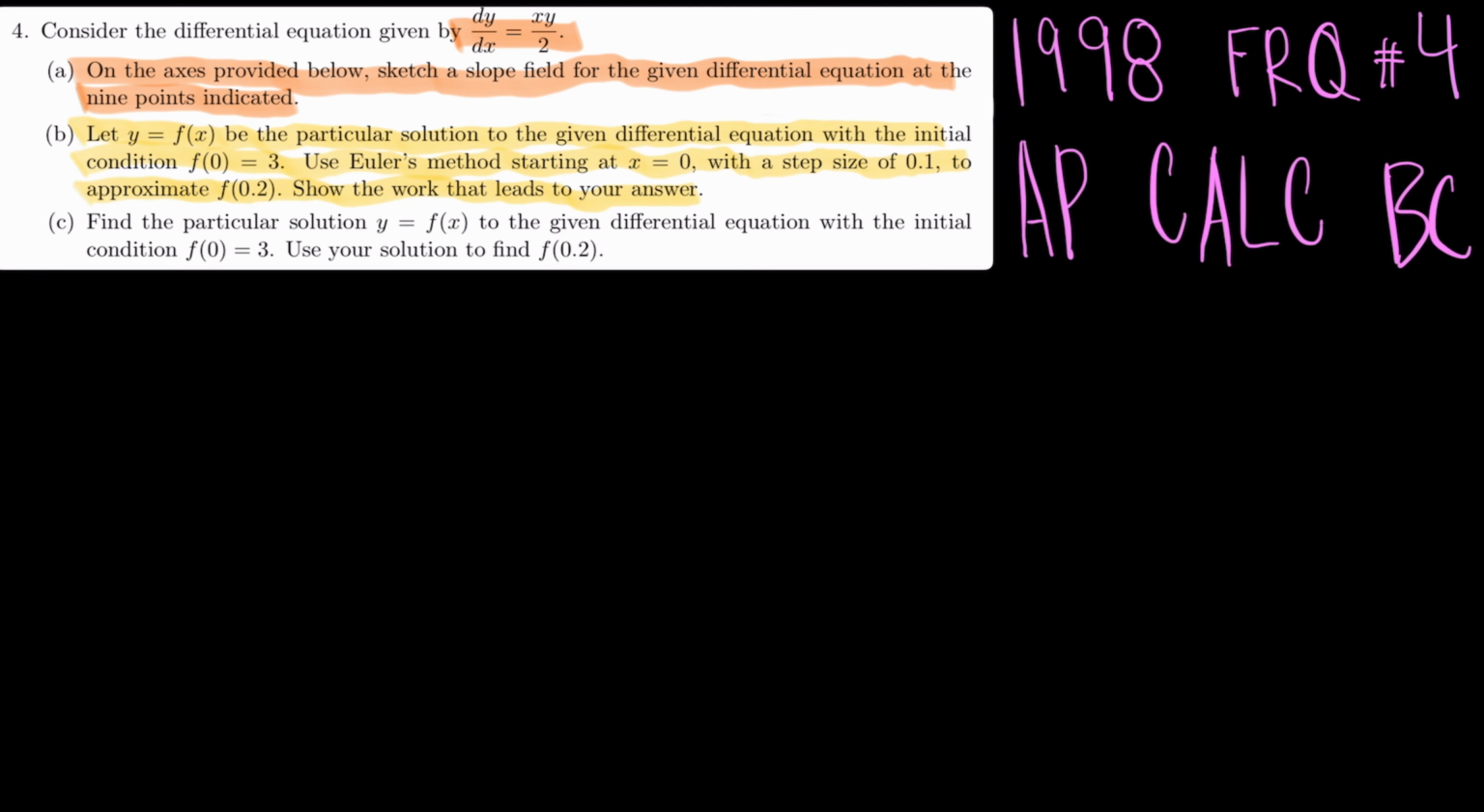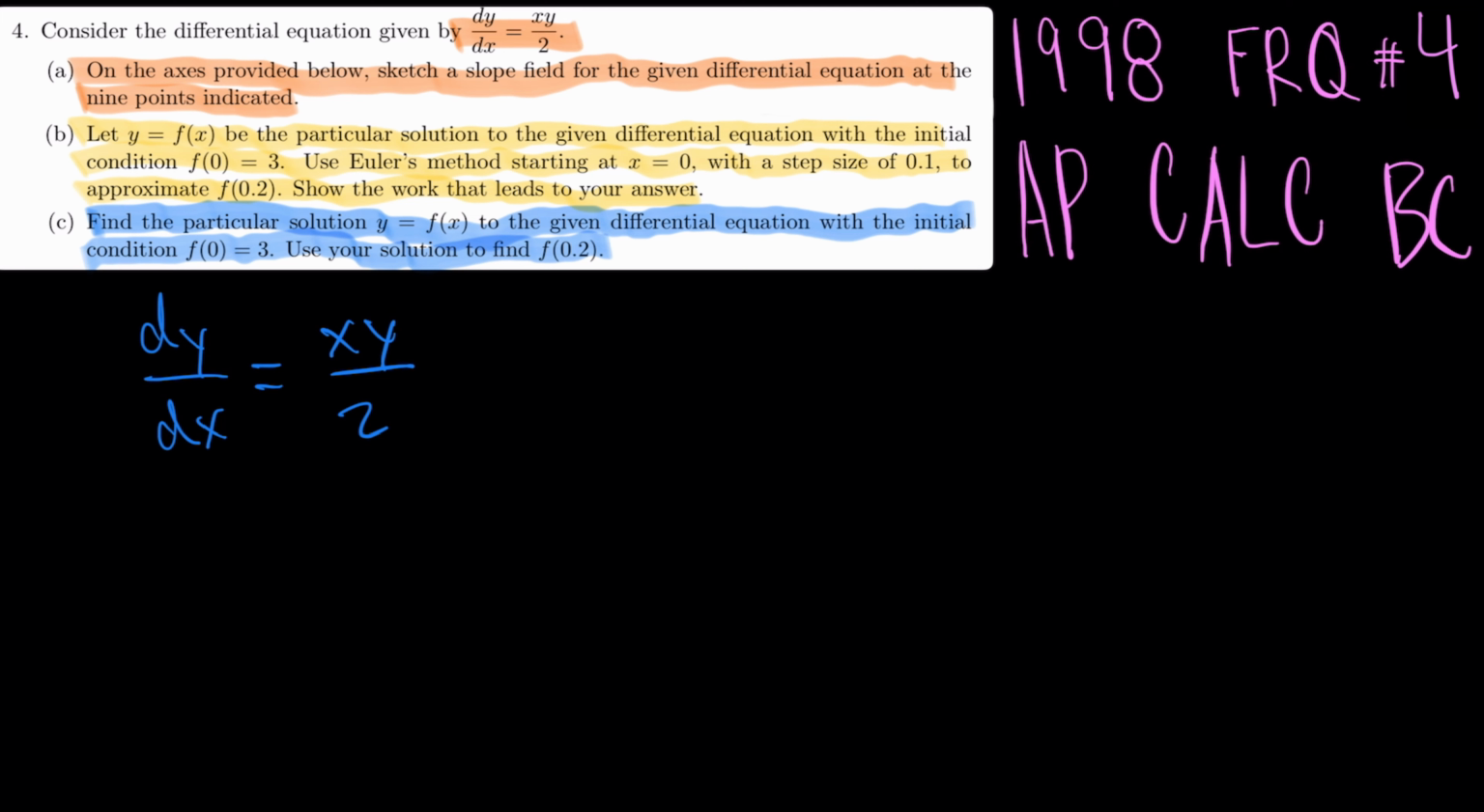For the final step of this problem, we are asked to find the particular solution y equals f of x to the differential equation with the initial condition f of 0 equals 3. Use your solution to find f of 0.2. Right off the bat, we are going to just separate our variables. So we have dy/dx equals xy over 2. I'll divide both sides by y, and I will integrate. So I'll have dy over y.